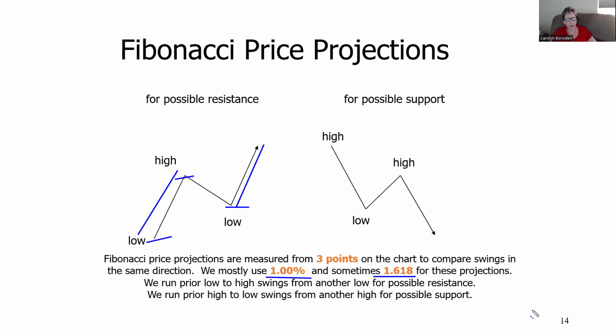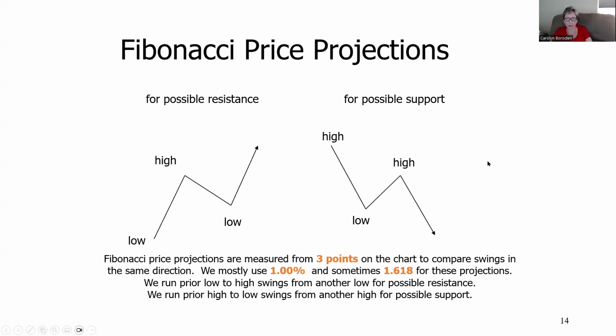Now, there are other people that will use 1272 or 1382, and that's fine. But I found that you don't really need it for these setups that we find every single day. So again, for example, if we're in a low to a high, project for another low with 100% and 1618 looking for possible resistance. For possible support, we do the exact opposite, take a high to low, project from another high, looking for possible support using these ratios.